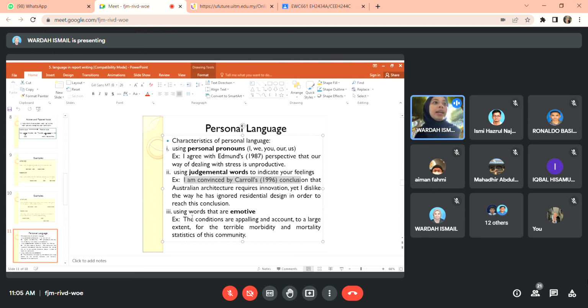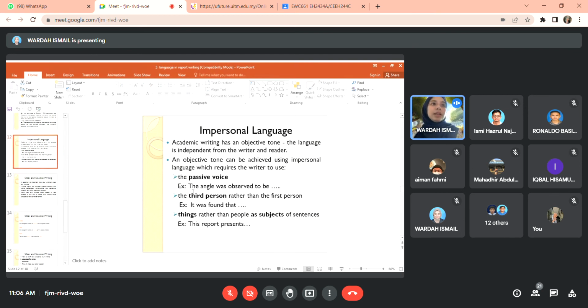Okay. And then using words that are emotive, this one pun tak boleh. Emotive maksudnya words yang menunjukkan you are being emotional. For example, the conditions are appalling and account to a large extent. So appalling and account maksudnya macam for example, contoh macam you kata situasi tu sangatlah berbahaya. So you melibatkan emosi dalam ayat. Cannot. You have to be neutral. Okay. So that's why you kena passive. You kena guna passive language. Okay.